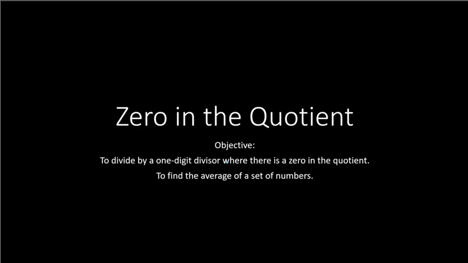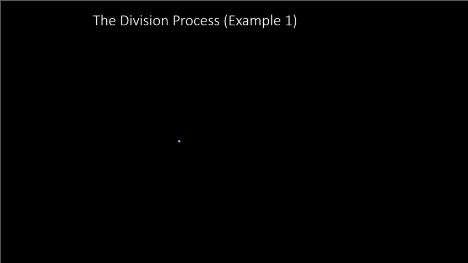So what we're doing today with the division with the 0 in the quotient is basically the same thing that you've learned in the past with division. But we want to explain to you briefly here what to do when you do have a 0 in the answer. So let's work through some examples.